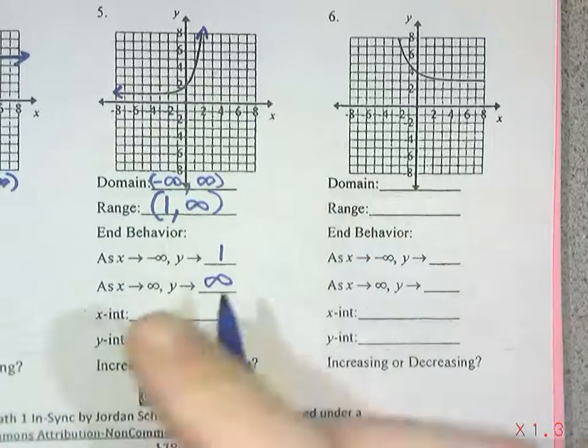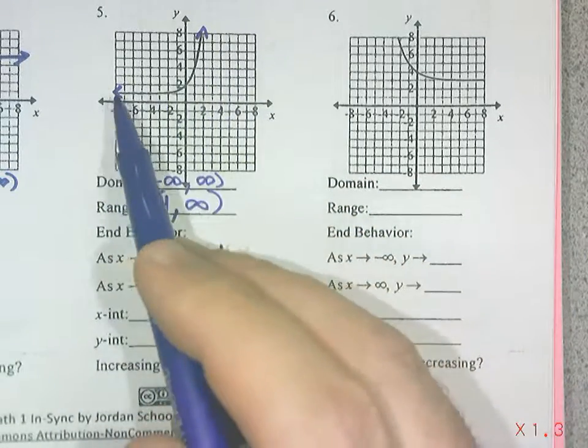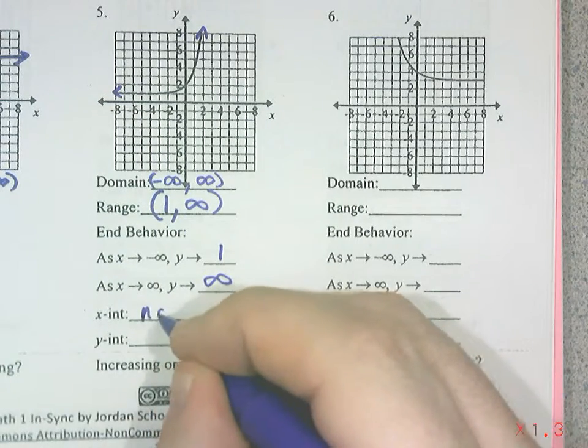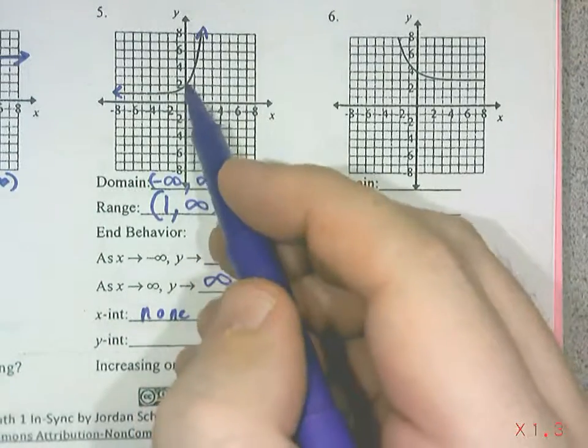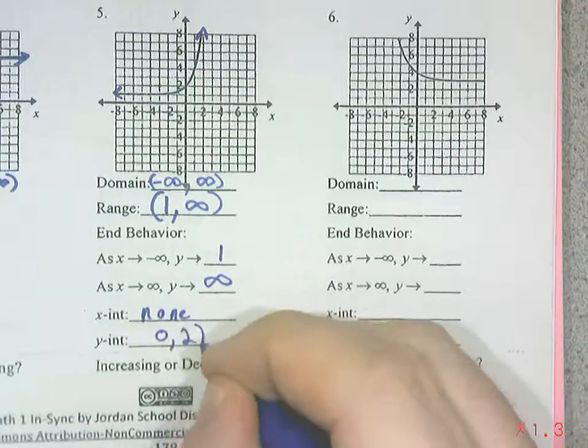And then the x-intercept, hey, look, it's never going to cross the x-axis. If it never crosses 1, it's never going to get to the x-axis. So there is none. There is no x-intercept. Okay, but the y-intercept looks like it crosses right here at 2. So it would be (0, 2).